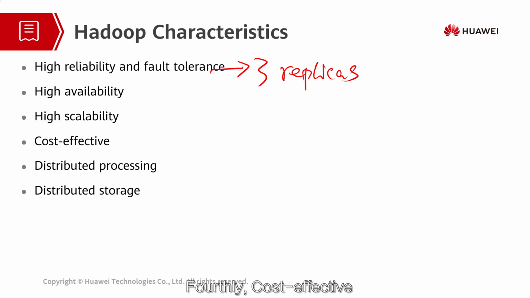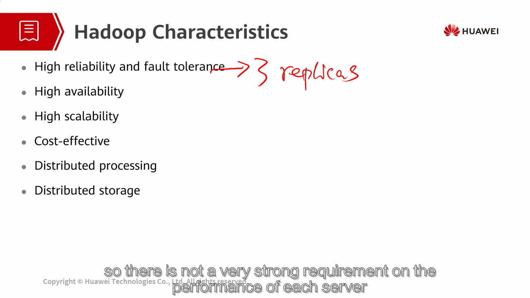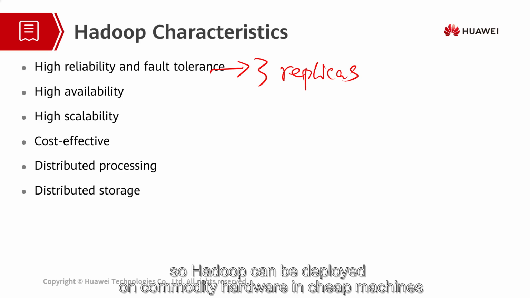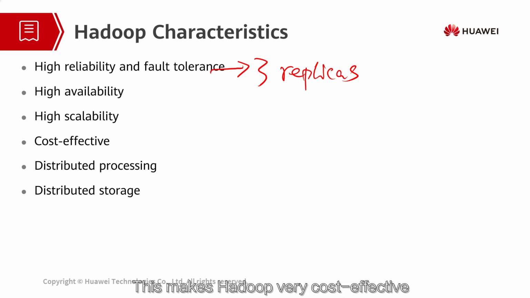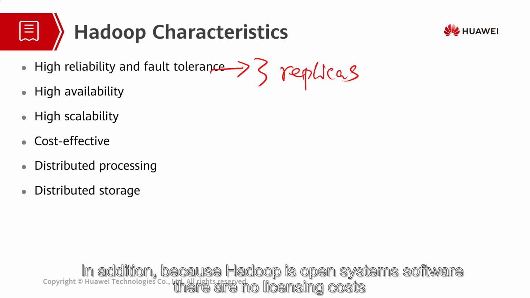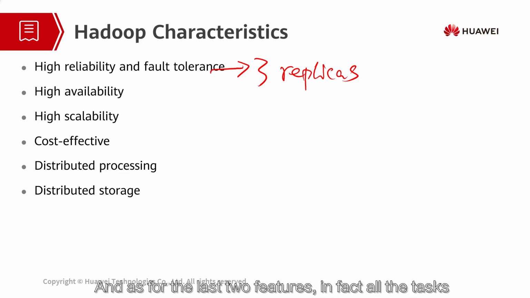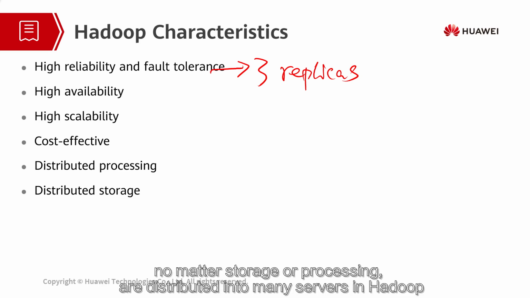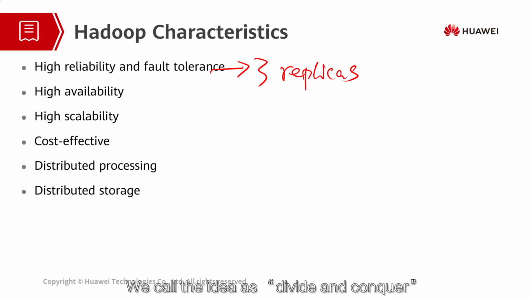Fourthly, cost-effective. Because Hadoop shares nothing, there is not a very strong requirement on the performance of each server. So Hadoop can be deployed on commodity hardware in cheap machines. This makes Hadoop very cost-effective. In addition, because Hadoop is open source software, there are no licensing costs. And as for the last 2 features, in fact, all tasks, no matter storage or processing, are distributed into many servers in Hadoop. We call this idea divide and conquer.